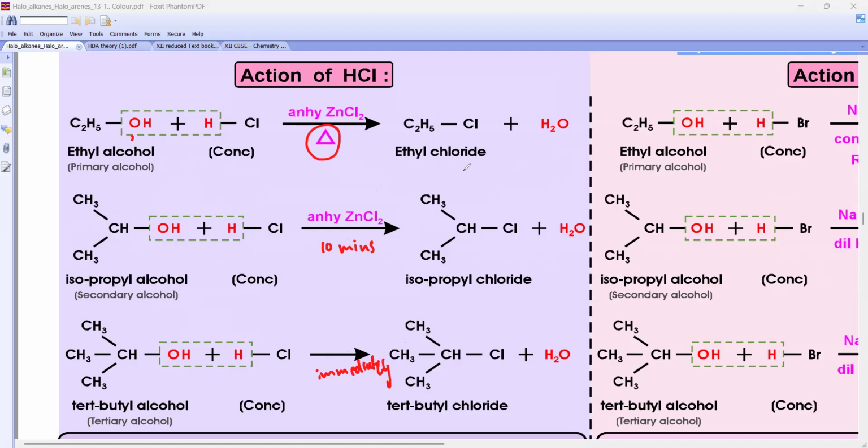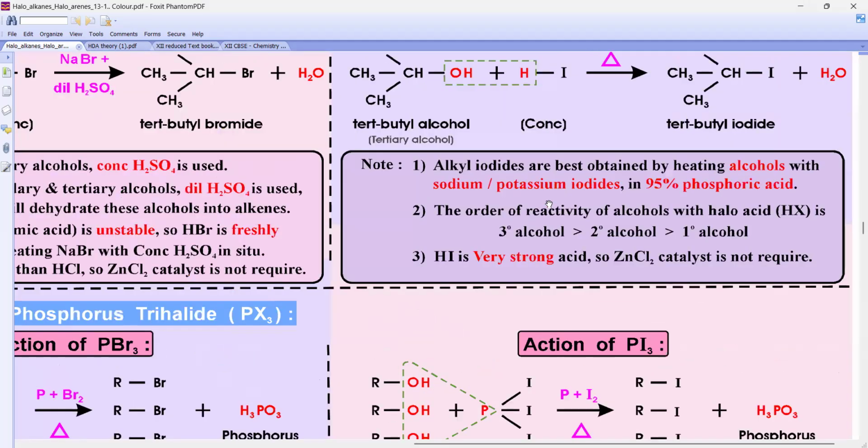Clear? Look, basically we are interested in preparation of alkyl halide. We are getting alkyl halide from what we have prepared from alcohol. And this is also used as a test to distinguish between primary, secondary, and tertiary alcohols. What is the order of reactivity for all these reactions? Look here, what is the order of reactivity I have written here? Which alcohol is more reactive?